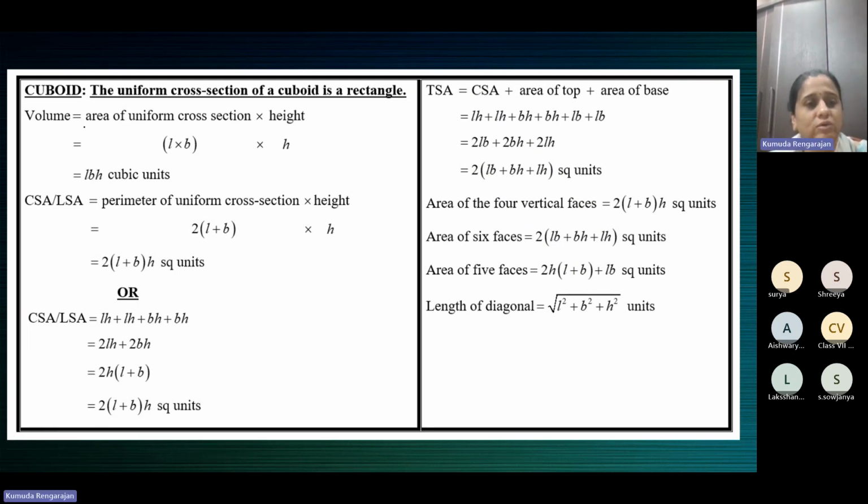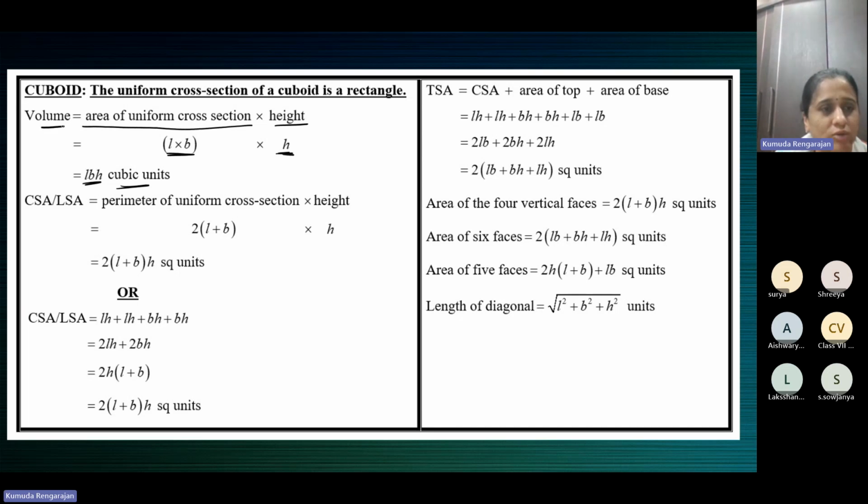So volume is equal to area of the uniform cross section into height. Now the cross section is a rectangle and the area of the rectangle is L into B. So L into B into H. So LBH cubic units. LBH meaning L into B into H. Cubic units is the formula to find the volume of a cuboid.